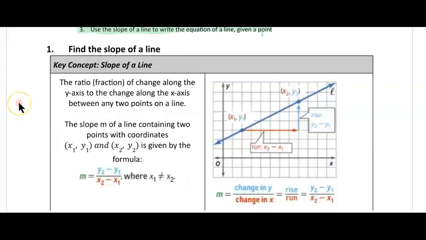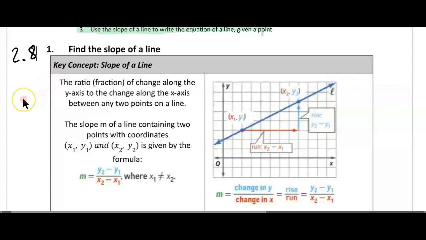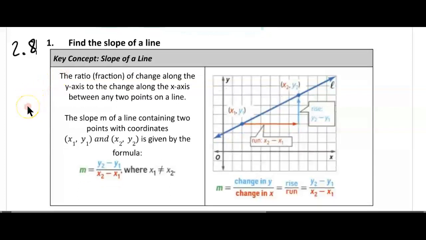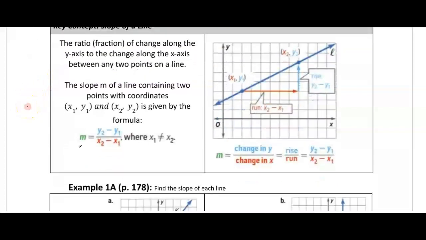So objective 2.81 is finding the slope of a line. We've had a lot of practice with this. This is a review of algebra and often taught in 7th and 8th grade math as well. Our slope of a line, m is slope, is equal to our change in y, also seen as delta y, over our change in x, also seen as delta x.